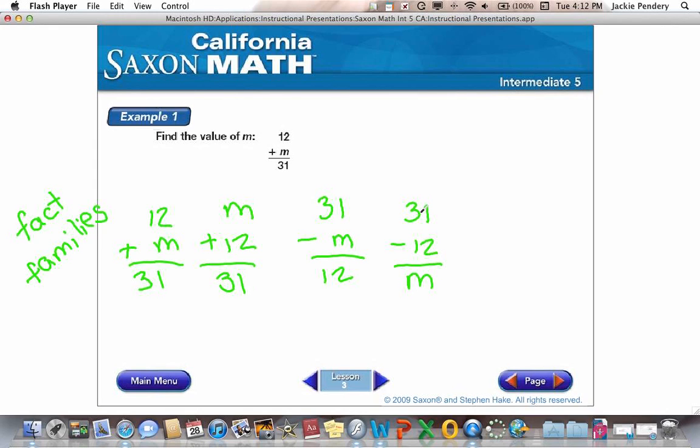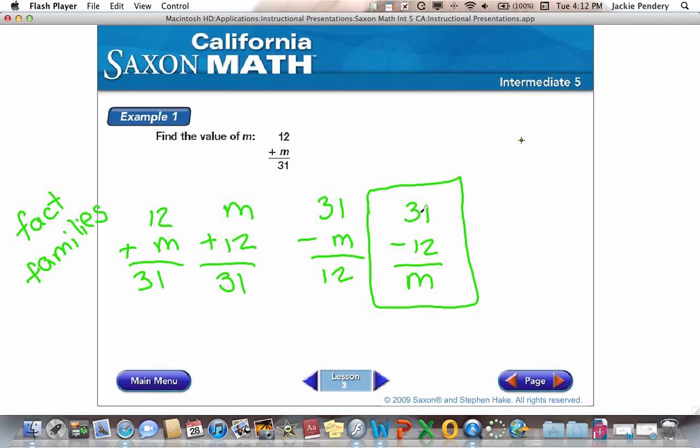Now, by looking at this, the only one that I can actually solve to find m is this one right here. Some of you may be thinking, yeah, I knew that. I have to subtract in order to find it. I didn't need to go through all these steps. If that's the case, great. If you really weren't sure, go through the process of writing all 4 fact family problems until you find the one where the variable is in your answer, either your sum or your difference.